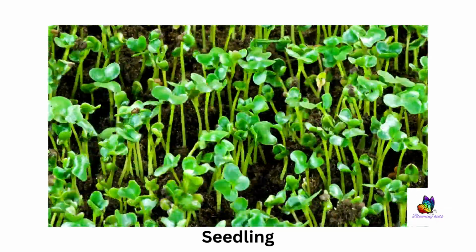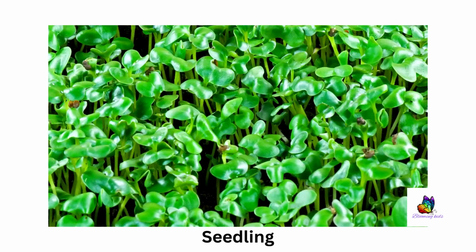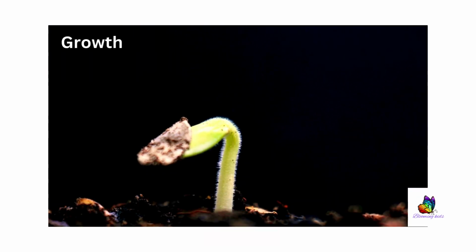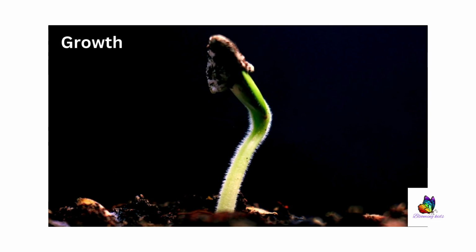Growth. As the plant gets bigger, it grows more leaves, a strong stem, and lots of roots. This helps the plant get more sunlight, water, and nutrients from the soil.